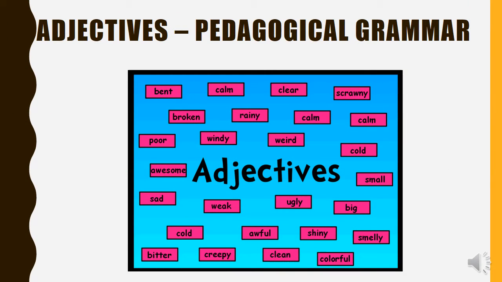Now that we know what pedagogical grammar is, we are going to relate this method to teaching adjectives. How can we deal with adjectives in pedagogical grammar? First of all, we need to know that adjectives are those words used to describe something. It can describe a noun phrase, or a class. They are also called describing words.